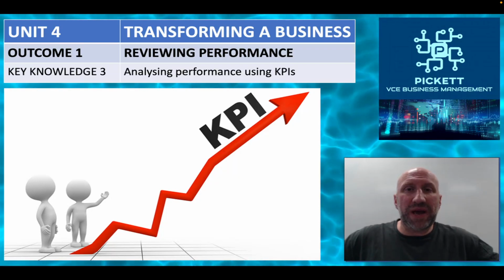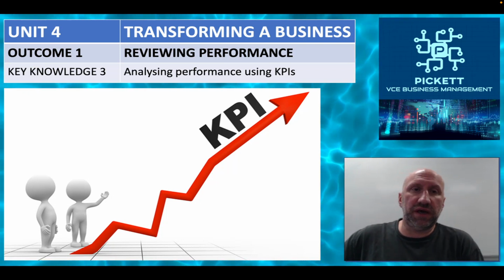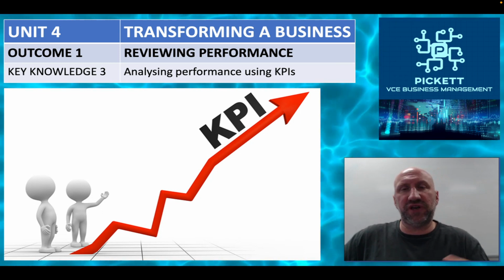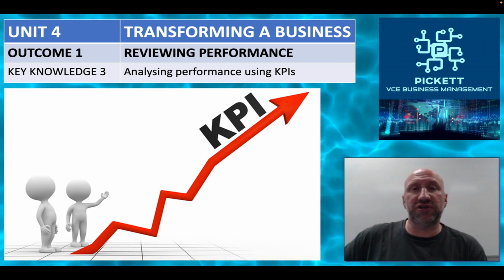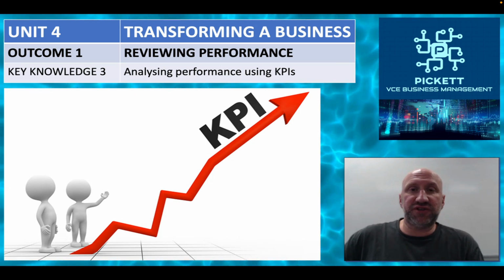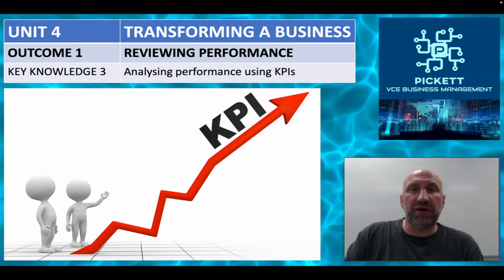All right, guys, welcome back to the second video of the Unit 4 Outcome 1 series. That's Key Knowledge 3, but remember in the first video we covered the first two Key Knowledge dot points, which is why this is Key Knowledge 3 instead of 2. This one is all about analysing performance using KPIs.